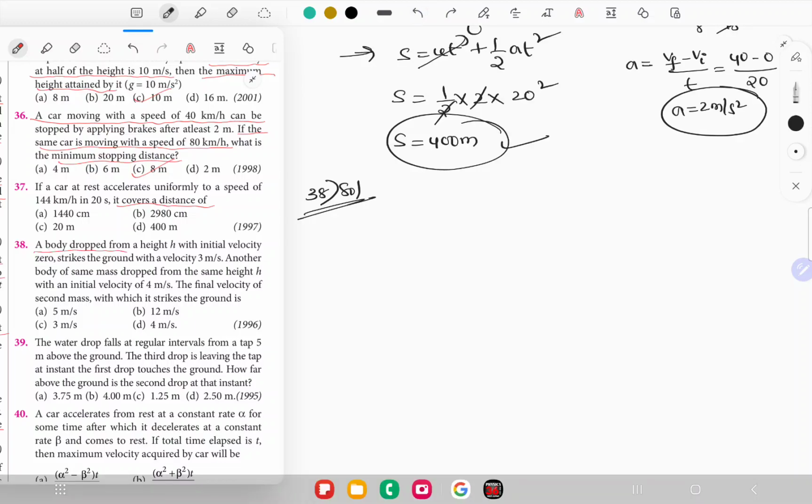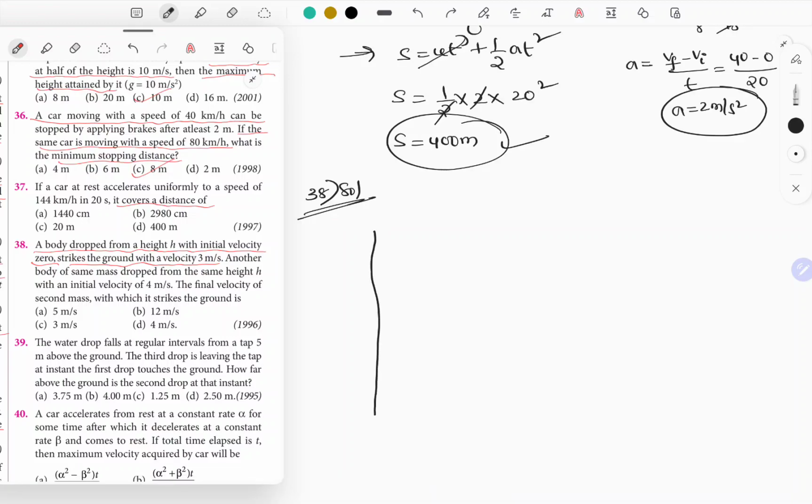A body dropped from a height h with an initial velocity 0 strikes the ground with a velocity 3 meter per second. What is the height of this? Height is h. It is just dropped, u is equal to 0. What is the velocity with which it is hitting? With 3 meter per second.